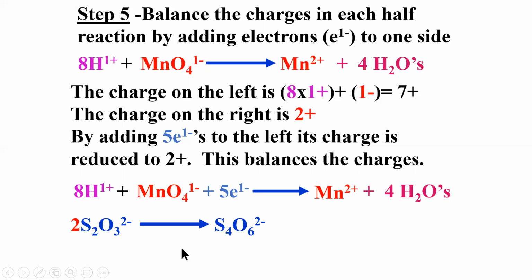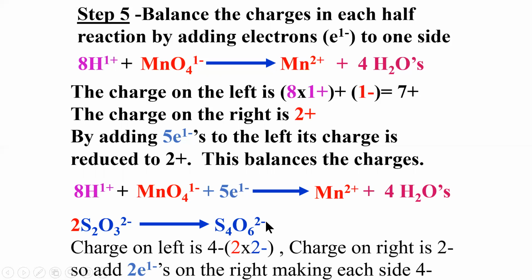So now we're going to do the same thing in the other half reaction. Our overall charge is 4 minus on the left, 2 minus on the right. So what we're going to do is add 2 electrons to the right. Again, 2 minus and 2 minus gives us 4 minus. 2 times 2 minus gives us 4 minus.